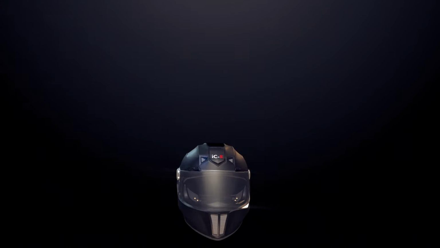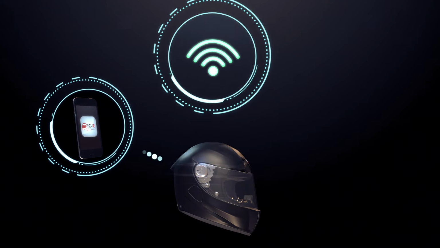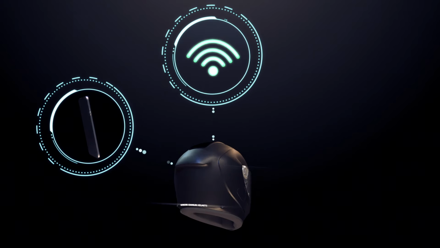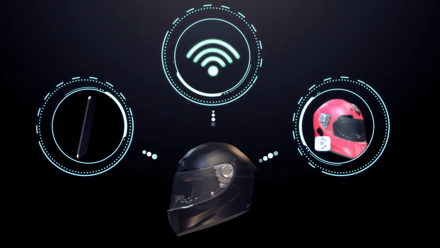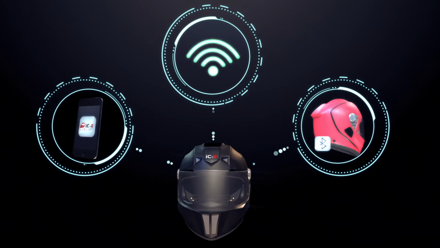Intelligent Cranium helmets can connect to your phone via the app, to the internet, including access to OTA software updates, and can even connect to other iC-R helmets for party communication via Bluetooth.